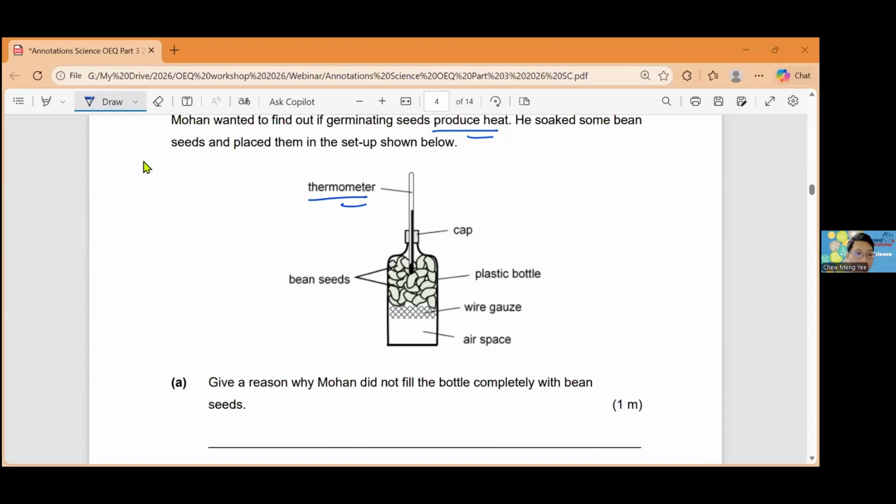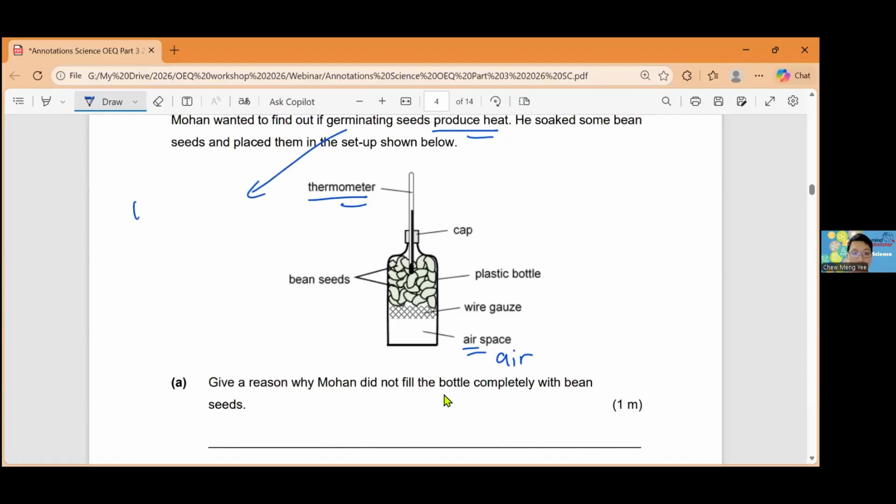AJ, you used this method, but your teacher marked you wrong. It could be your variables were not stated correctly. You have to double check on that. I see one correct answer: need oxygen to germinate. Yes, this is an airspace that contains air. What is needed for germination?